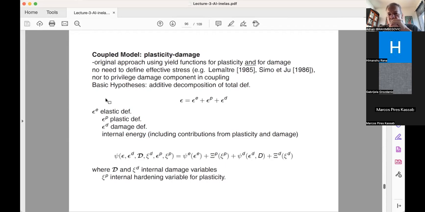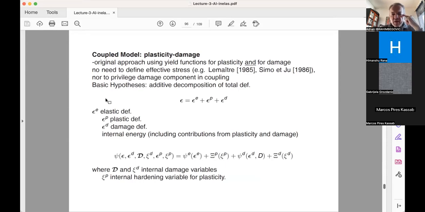So the idea goes as follows: we took all the development of plasticity and all the development of damage and tried to couple them together, in the spirit that the whole deformation is now cut into the elastic deformation, the plastic deformation, and what we call the damage deformation. This just generalizes the plasticity model a little bit, because on top of the elastic and plastic deformation, you have damage deformation.